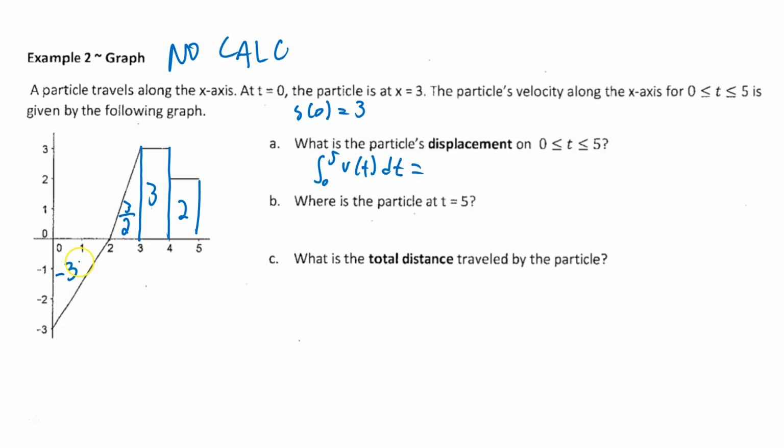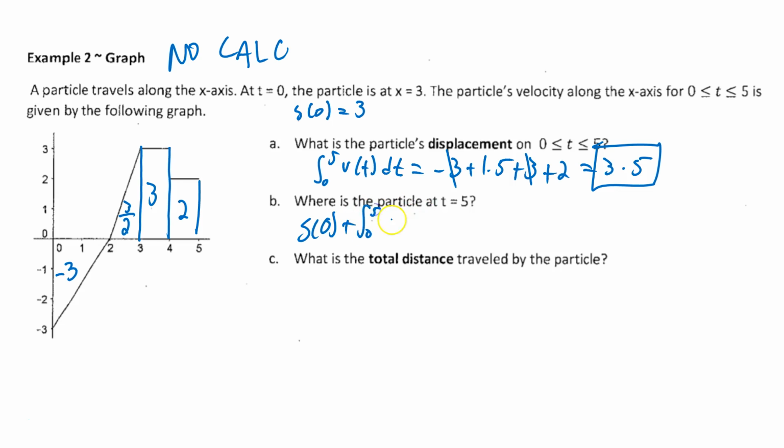So the negative will actually be negative this time. So we have -3 plus 1.5, that's our 3/2, plus 3, so those cancel out. And then plus 2, looks like 3.5 overall units. So it goes backwards for a while, but then that is canceled out eventually, and it ends up at positive 3.5 units. Final position at t equals 5 will be s of 0 plus the integral from 0 to 5 of v of t dt.